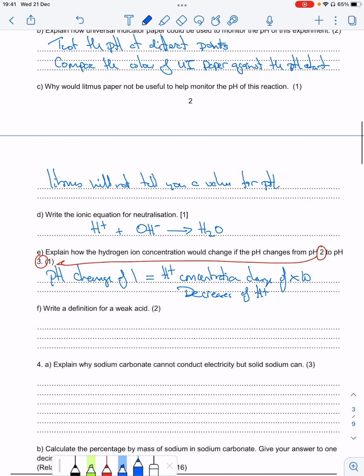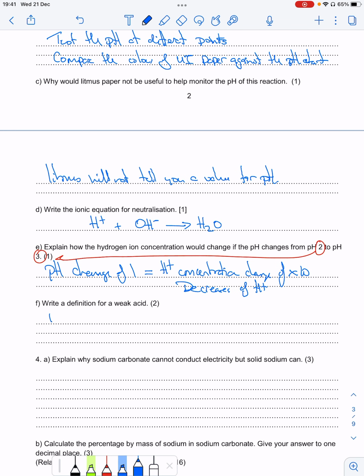Definition for weak acid, the final one. Weak acids, everyone got this right in the exam. They partially dissociate, partially ionize. So remember, let's give ourselves an example. Here is ethanoic acid, and it has a reversible symbol in the middle because some of the ethanoic acid will separate into the anion and the hydrogen ions, but it's only about 1 in 1,000. So in order to get 2 marks here, we need to show that bit of knowledge.